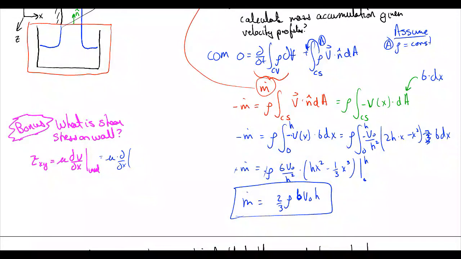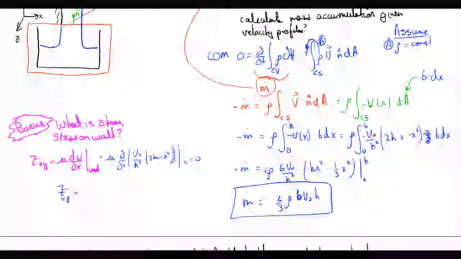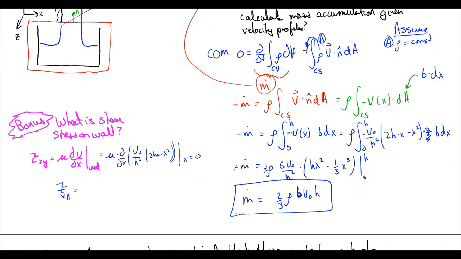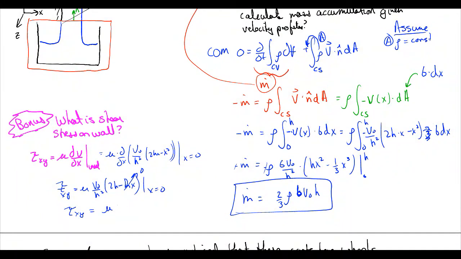So our tau xy is equal to mu v naught over h squared times 2h minus 2x, evaluated at x equal to 0, which means this goes away, and we find out that our tau xy is equal to mu times 2 v naught over h, which is twice as much as a linear velocity profile, right? Which is kind of interesting.